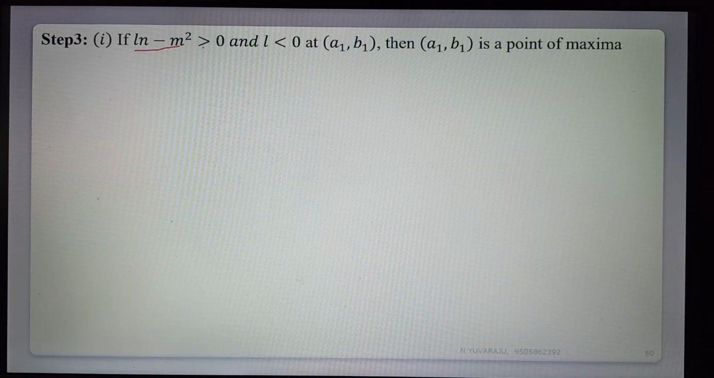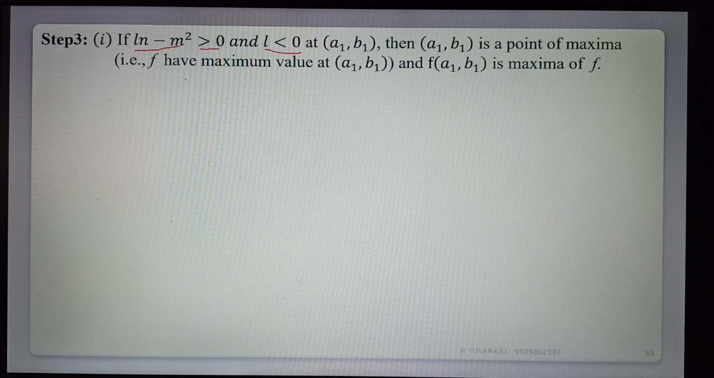So if ln minus m square is greater than 0 and L is less than 0 at the point a1 comma b1, then the point a1 comma b1 is a point of maxima. That is, f has a maximum value at a1 comma b1, and the maximum value is f of a1 comma b1. The condition indicates ln minus m square must be positive and the L value is negative at the point a1 comma b1. Then a1 comma b1 is called a point of maxima, and the function has the maximum value. What is the maximum value? That point is substituted in the given function: f of a1 comma b1 is the maximum value.